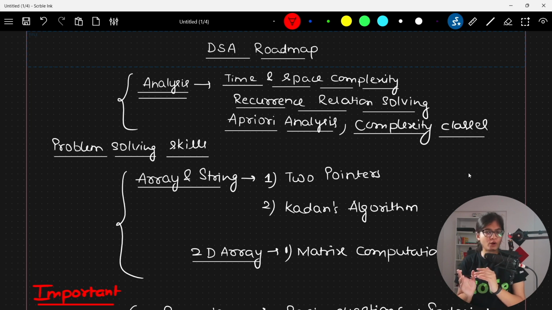You have a good command over all the other data structures. So now you are good to go, right? So this is the way to study. This is the overall roadmap. Again, I am saying this is my personal experience according to which I am sharing with you all.